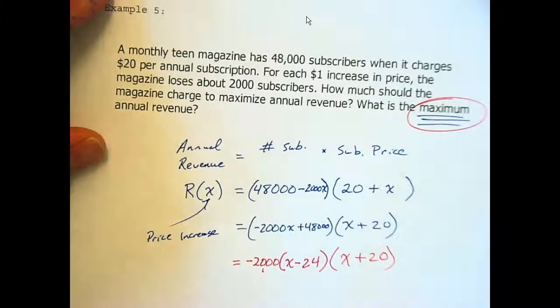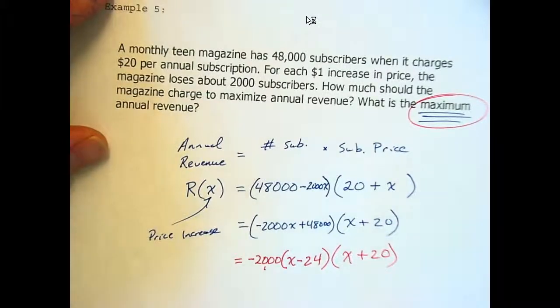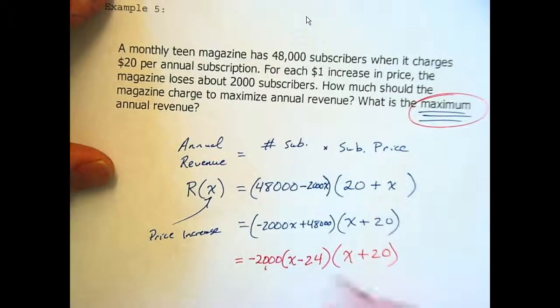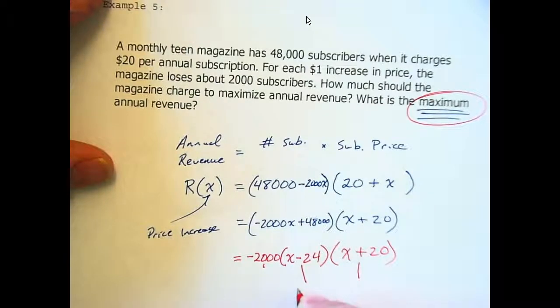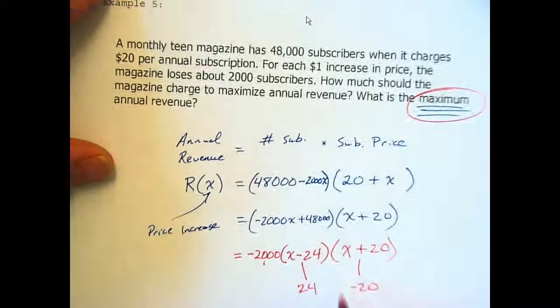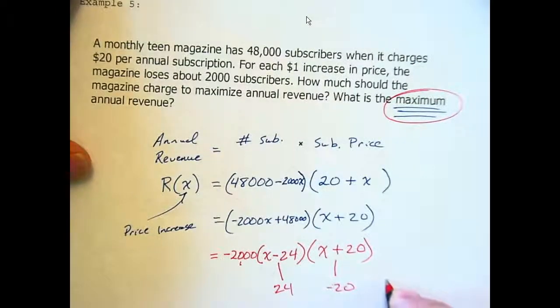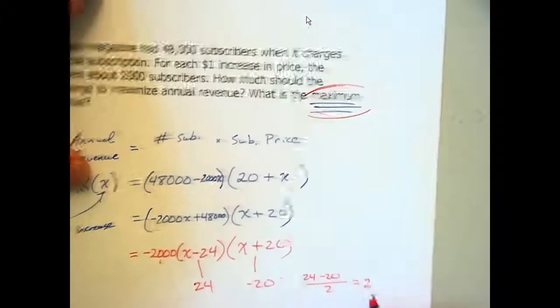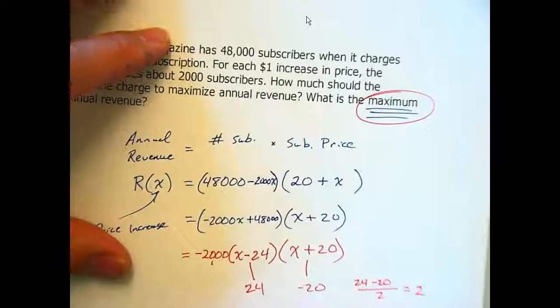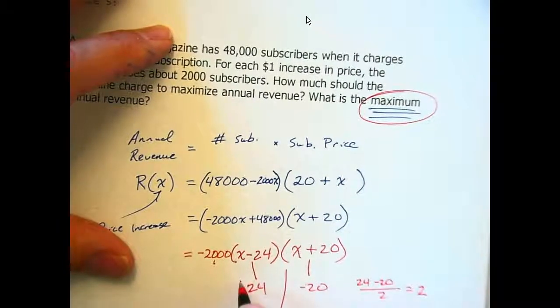All right, if I multiply all this stuff out, I could figure out my h term. Or I could think, hey, I could use the vertex here. What's this x-intercept? 24, and what's this one? Negative 20. And the vertex is right in the middle, right? 24 and negative 20 is 4, divided by 2 is 2. That means if I was to graph this parabola, I'm just doing a really ugly sketch of it, okay?